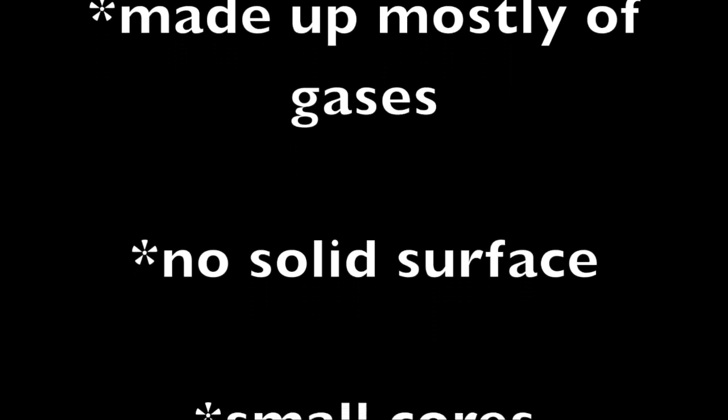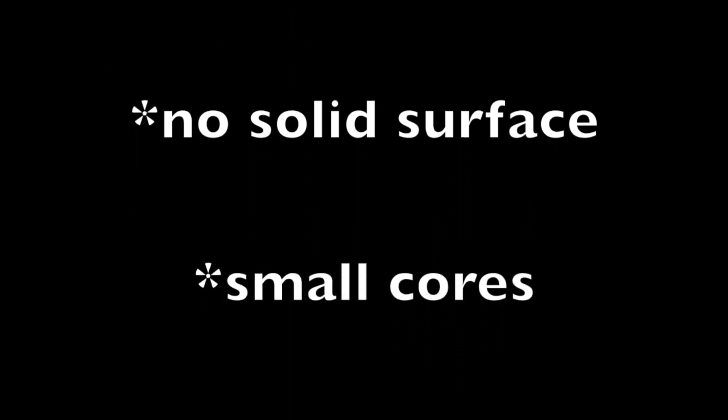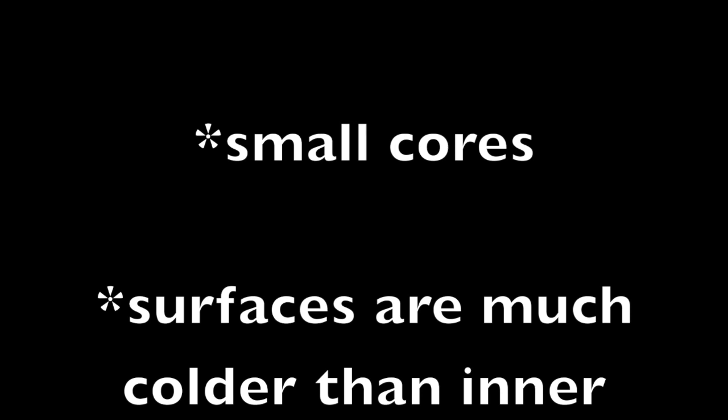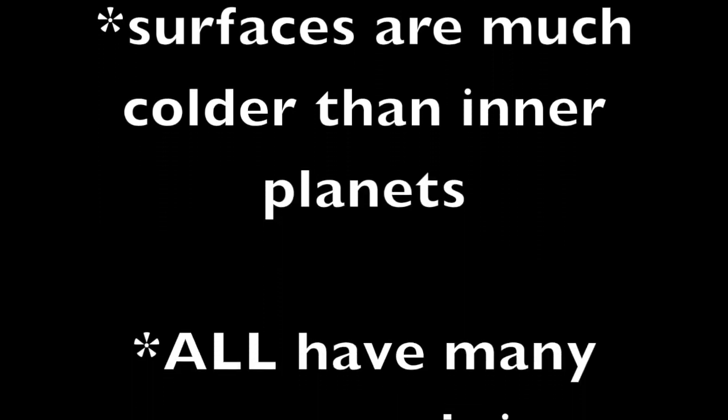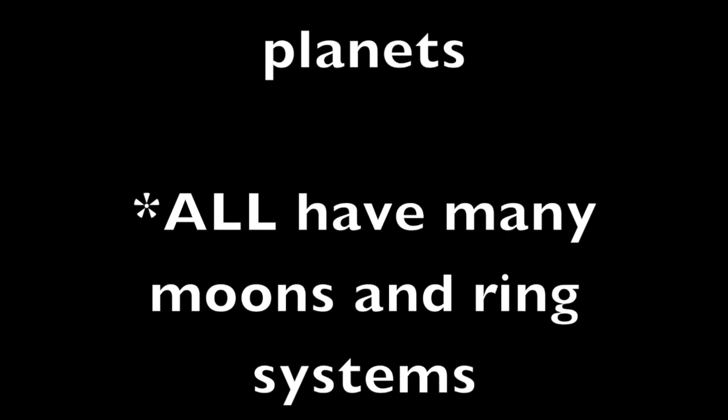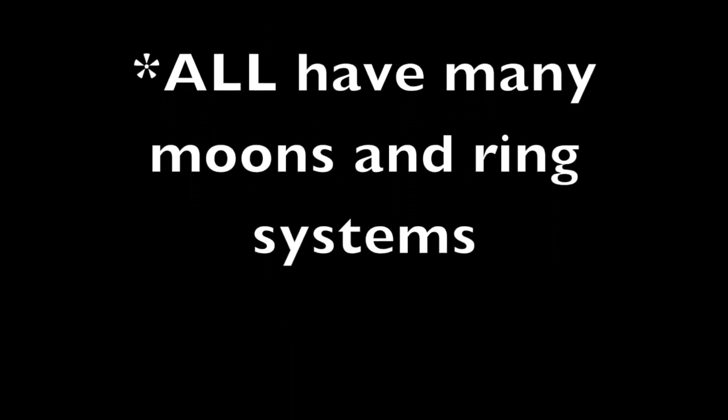Because the gas giants are so far away from the Sun, their surfaces are much colder than the inner planets. All of the outer planets have many moons and ring systems. Saturn's ring system is more visible than those of the other outer planets.